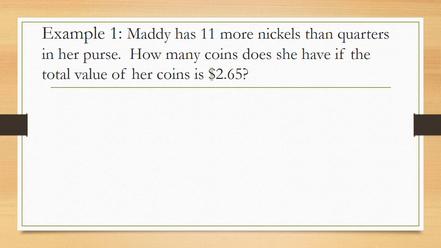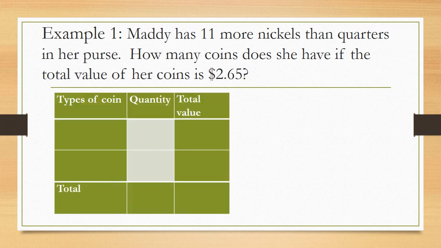Now let's take a look at the same problem, but this time we have the total value of the money. Maddie has 11 more nickels than quarters in her purse. How many coins does she have if the total value of her coins is $2.65? So in this case, I'm going to use the table again. I know that I have nickels and I have quarters. I know that the quantity of the quarters is X. Nickels is X plus 11.